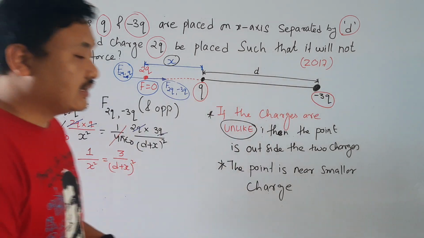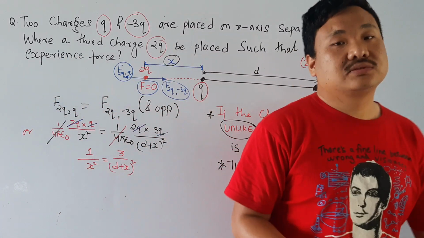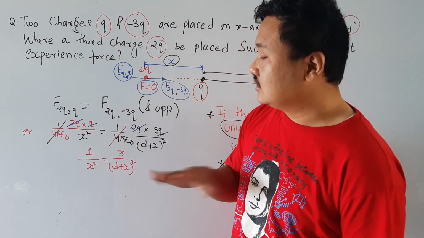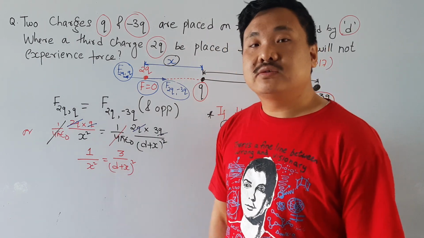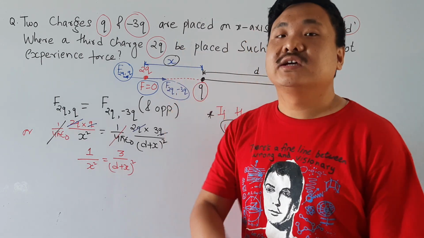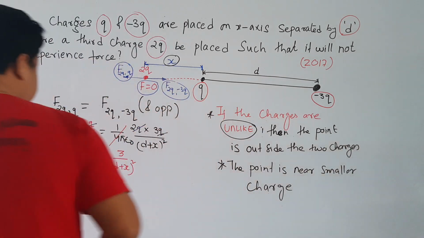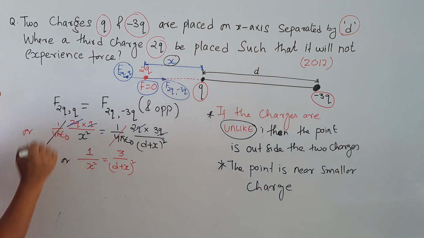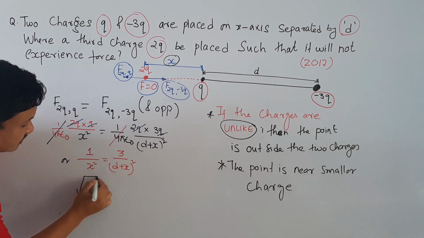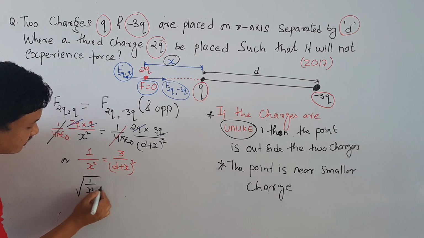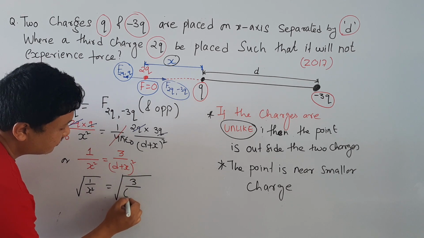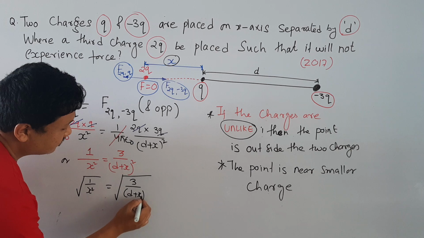Now to solve this, a good mathematics student, a good teacher like me, will solve it with the quadratic equation, but a smart student like you will solve it in shortcut form. So what is the shortcut form here? Square root. Take the square root. Taking square root on both sides, under root 1 by x square should be equal to under root 3 by d plus x whole square.